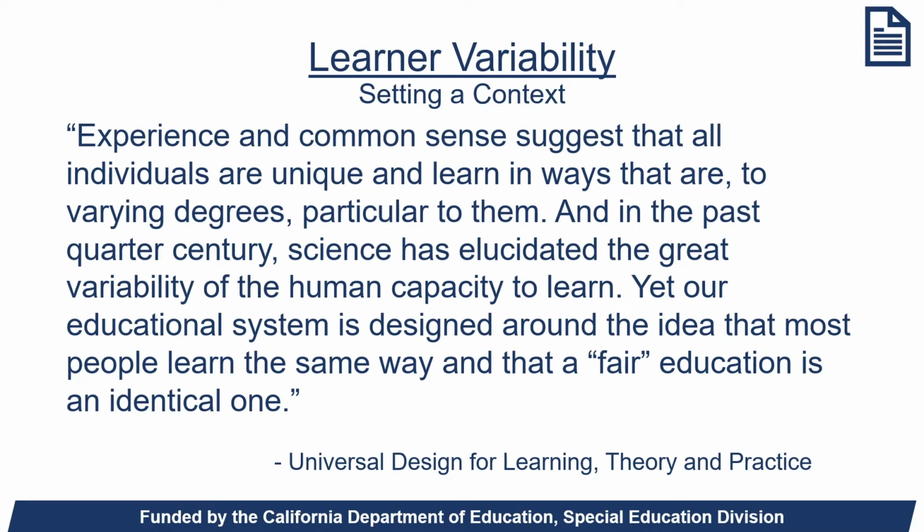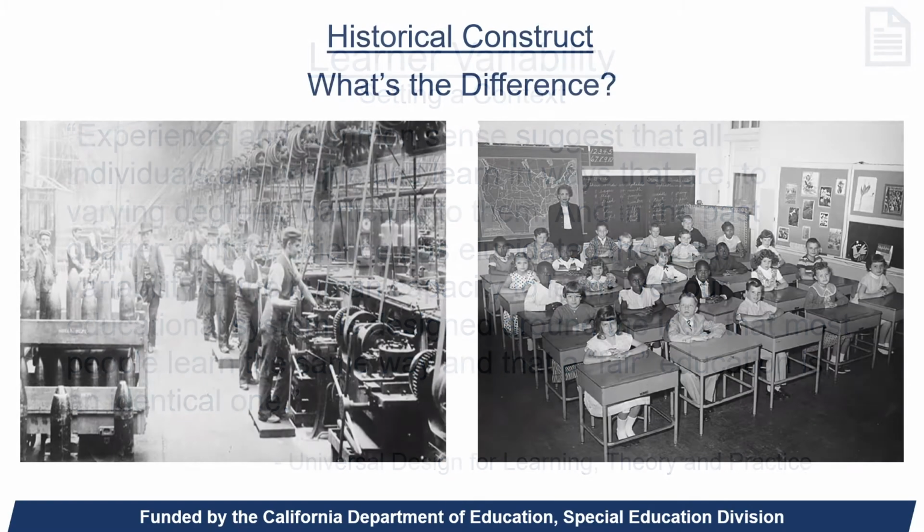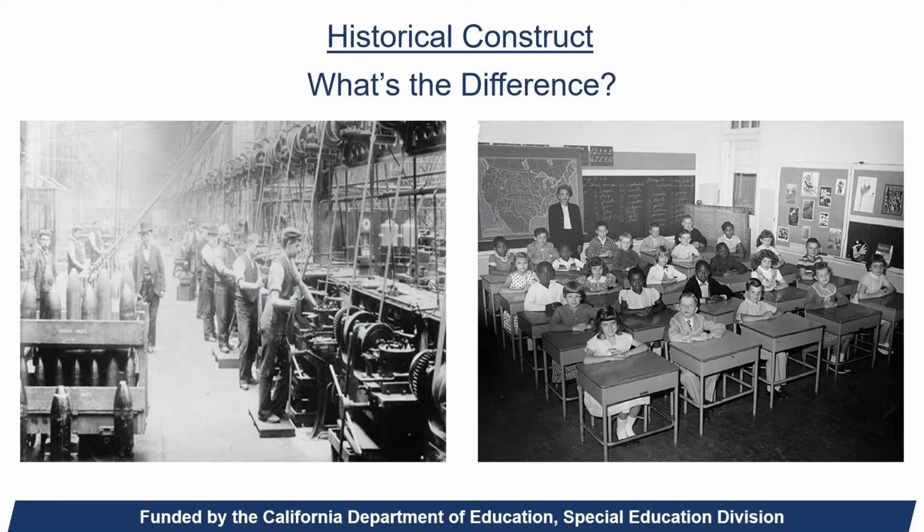And in the past quarter century, science has elucidated the great variability of the human capacity to learn. Yet, our educational system is designed around the idea that most people learn the same way, and that a fair education is an identical one. On your processing guide, we have posed a few questions for you to answer. Which aspect or aspects of the quote above resonated with you? Would you agree that our educational system is designed around a one-size-fits-all model? Why is our education system designed around the idea that most people learn the same way?